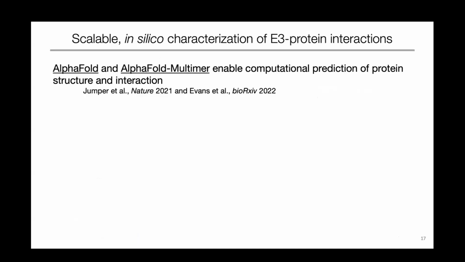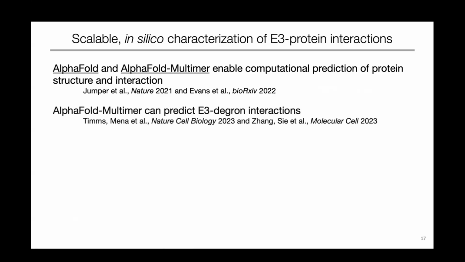AlphaFold came out kind of early in my graduate school career. There's this Nature paper from 2021, and then there's one for AlphaFold multimer that's, as far as I can tell, still on bioRxiv from 2022. Importantly, there have been demonstrations where AlphaFold multimer can predict E3 degron interactions. There are these two papers from the Elledge lab that showed this.